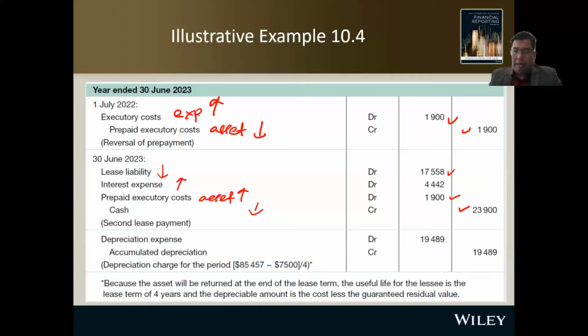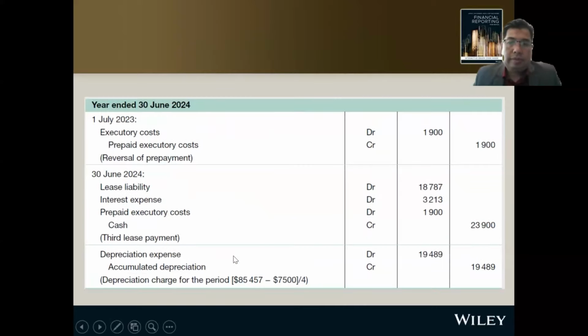Okay. And then for the assets, we need to provide annual depreciation. So we have this depreciation for the asset: 85457 is the value of the asset. We minus our residual value 7,500 and then divide by 4. So you have annual depreciation of 19,489. This is the depreciation cost for the asset. The journal entry will be debit depreciation expense, credit accumulated depreciation. And this continues for the second, third, and fourth year.